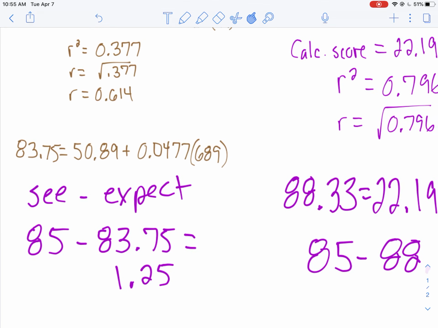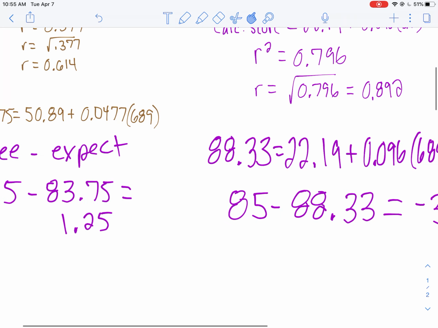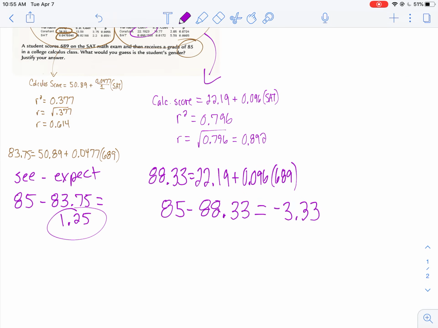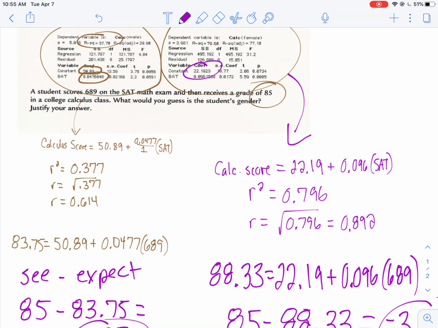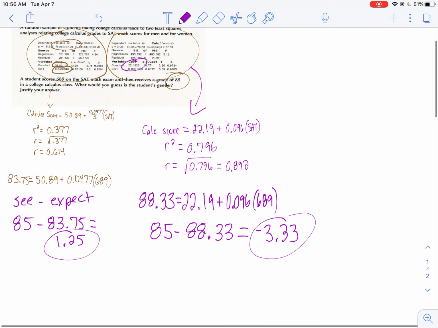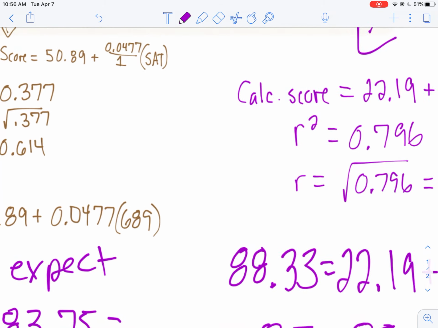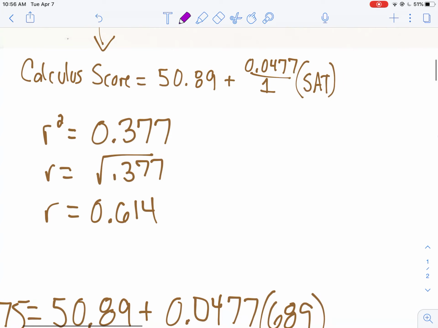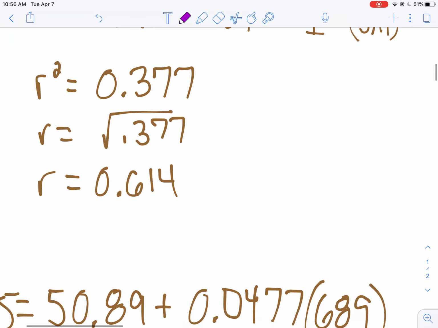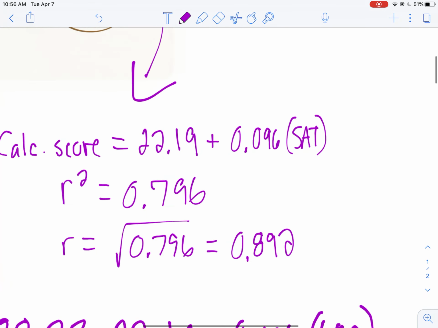So on first glance, you might be thinking, oh, this student must be male because that residual is a lot less. We got a residual of 1.25 as opposed to a residual of negative 3.33. However, we're going back to a very important piece of information here. Look at our R values here and our R squared. Our R squared tells us that only 37.7% of data was accounted for by this least squares regression line. And it's also telling us the strength of that line is 0.614, which is moderately strong.